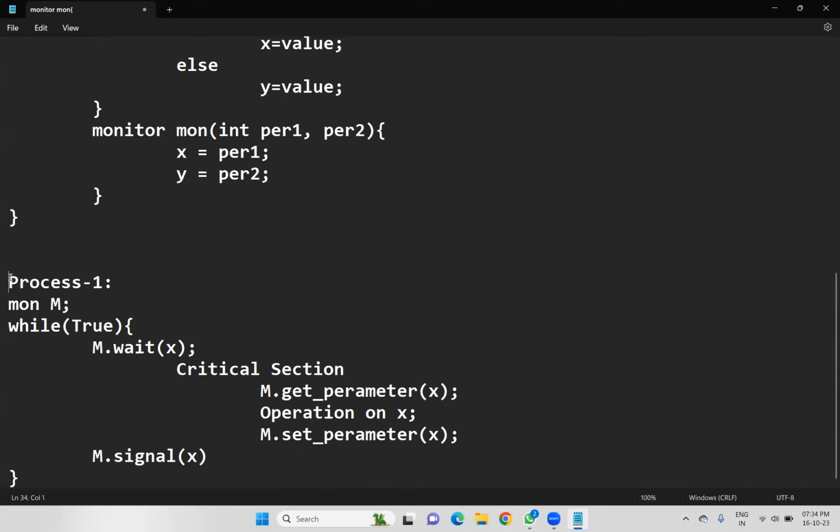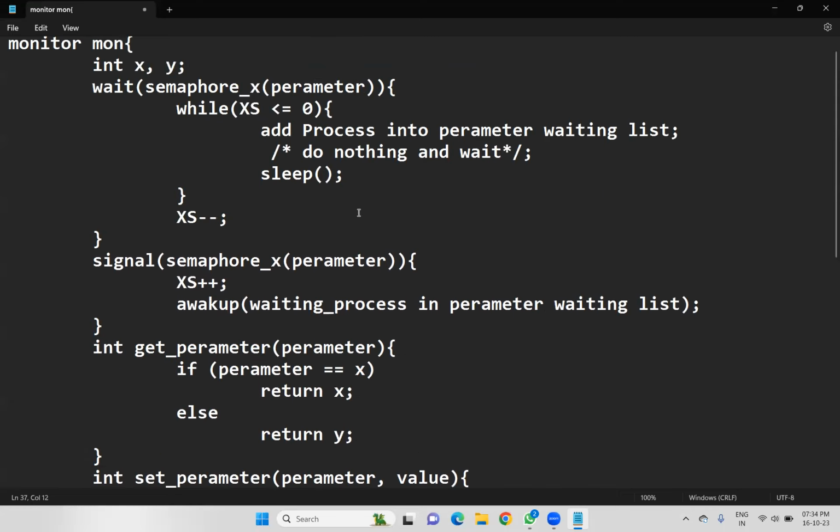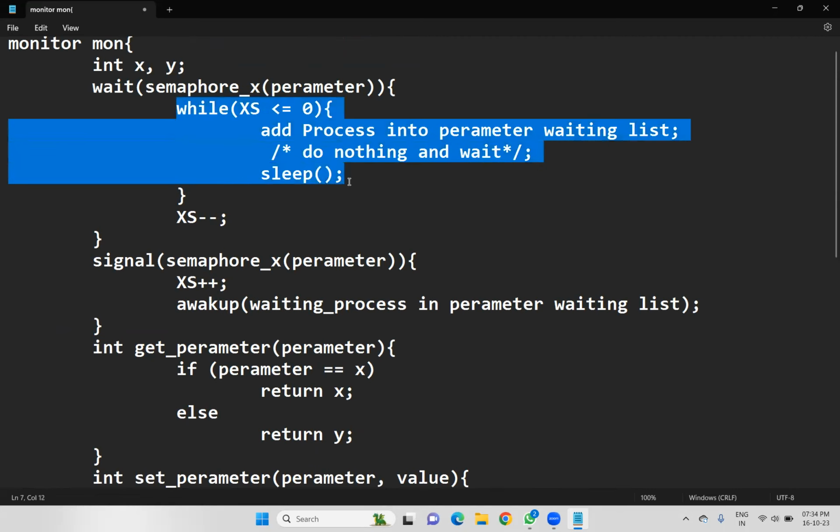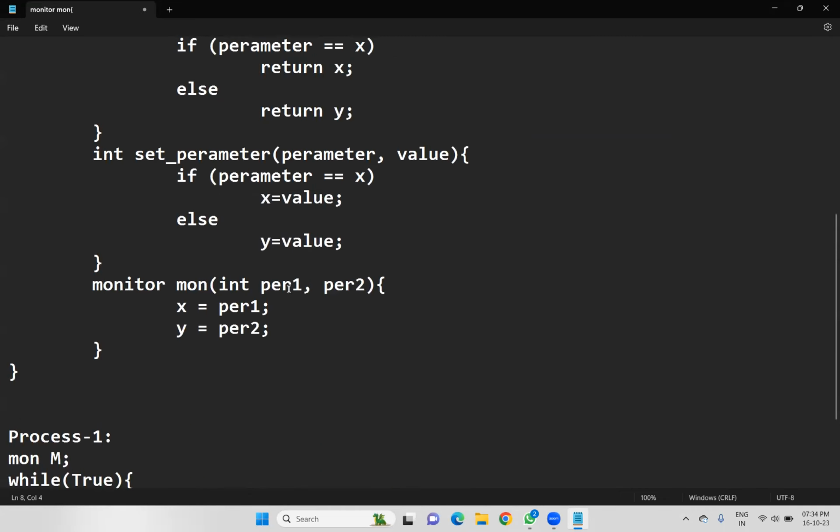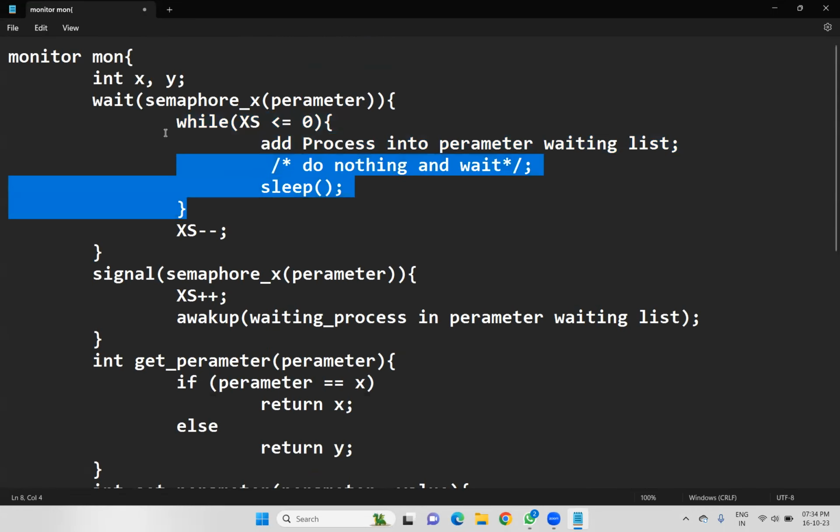If process 1 is being executed, monitor m has been taken by process 1, and while it is true, m dot wait of x, the critical section will be taken. If this process is not put into sleep or suspended temporarily, it will take its critical section. Otherwise, if while xs is less than or equal to 0 is executed, obviously our process will be under suspension. If it is not executed, that means it is not less than or equal to 0.